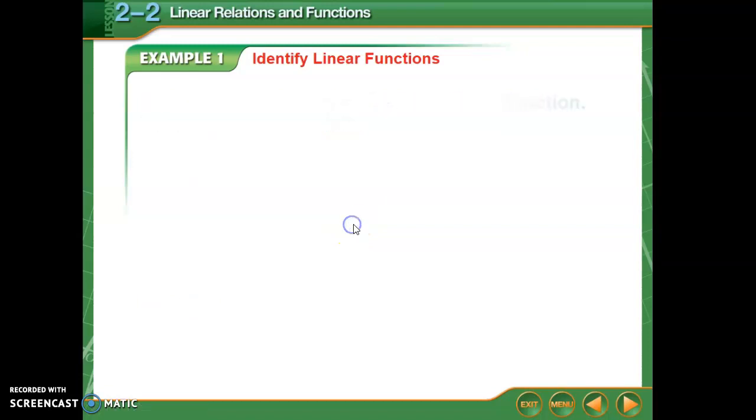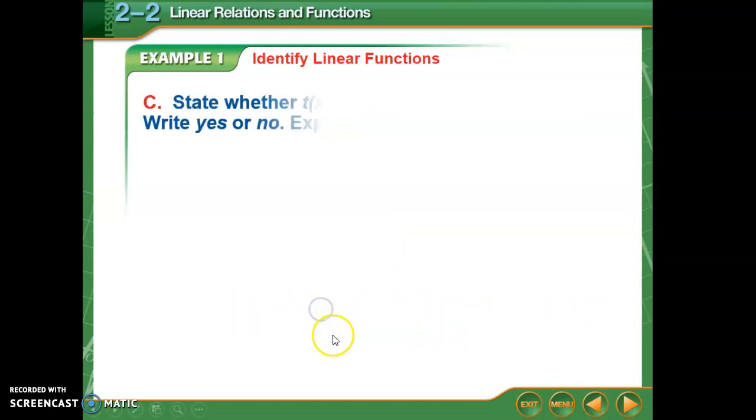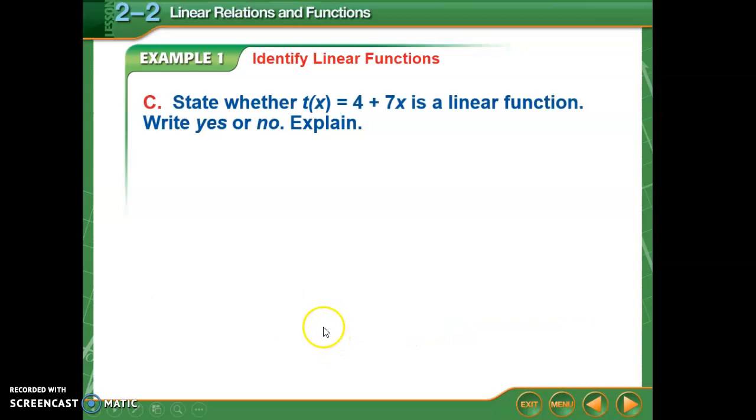The correct answer is no. You have noticed that there is an exponent on x. That makes it non-linear. The exponent of x should only be 1. How about this one? State whether t of x equals 4 plus 7x is a linear function.